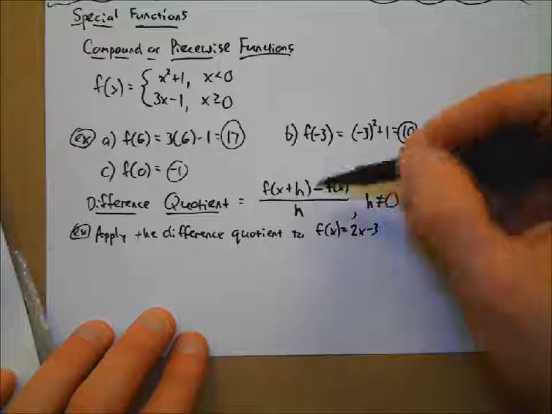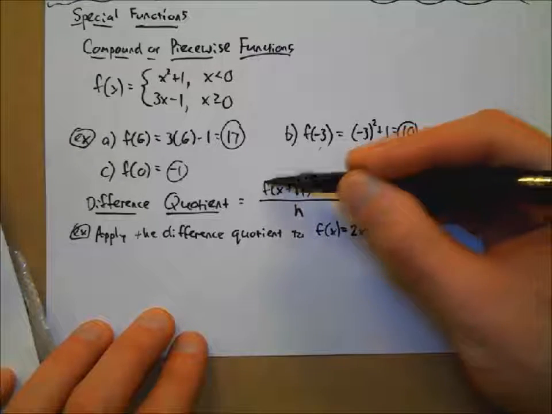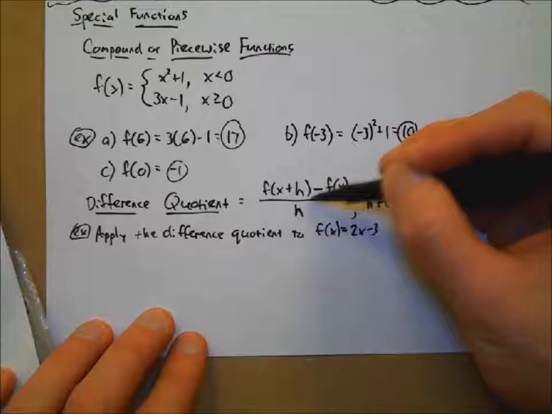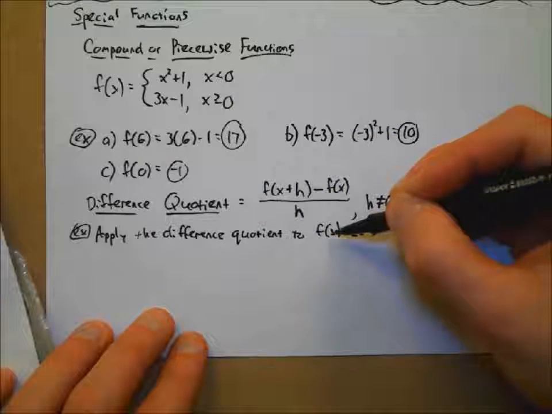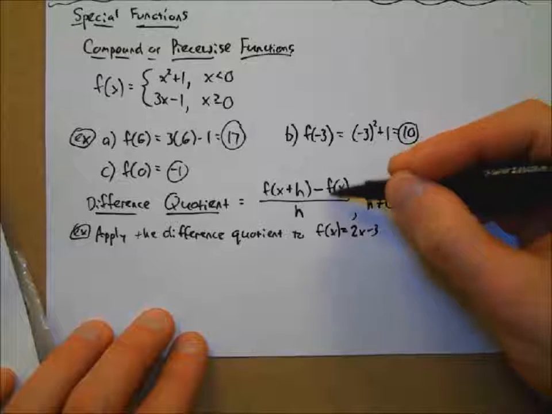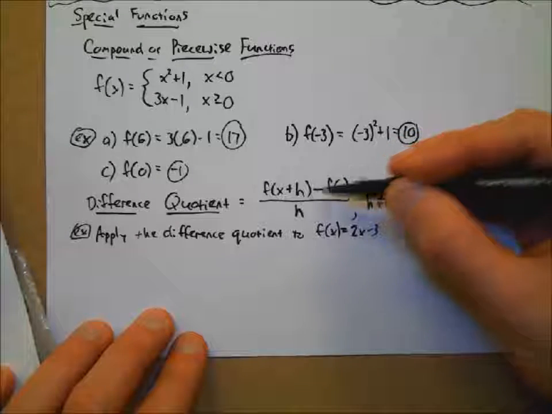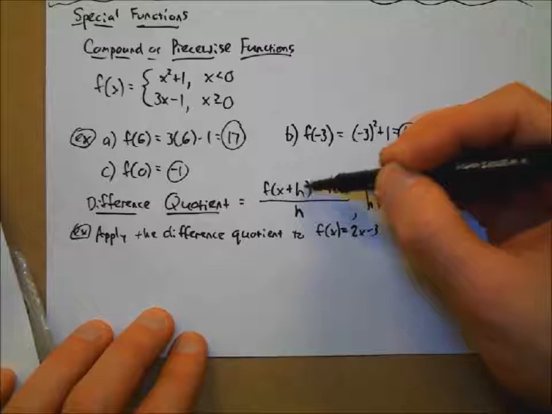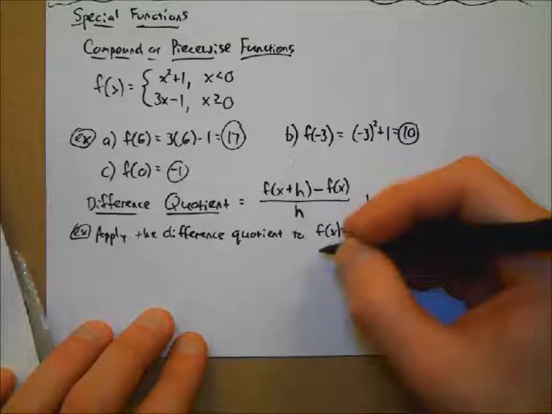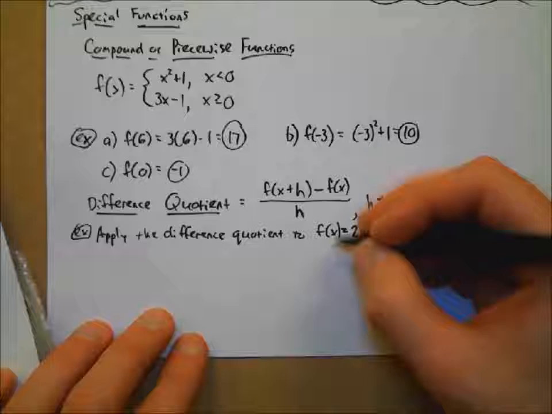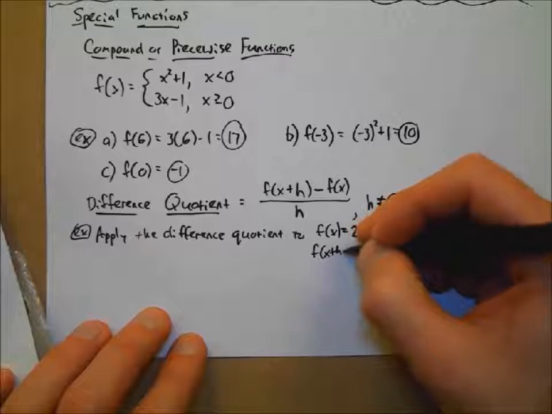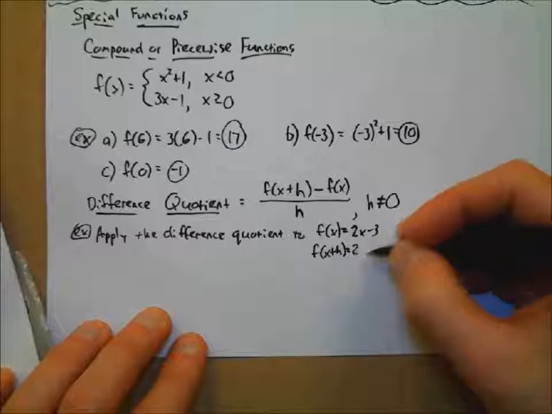For the first part of our difference quotient, we need to figure out what f of the quantity x plus h is. We know f of x already. We know that's 2x minus 3. So we know this part of our difference quotient already. That's going to be 2x minus 3. So we'll be subtracting 2x minus 3. But we've got to figure out what f of the quantity x plus h is. Well, if f of x is 2 times x minus 3, then f of x plus h will be 2 times what?